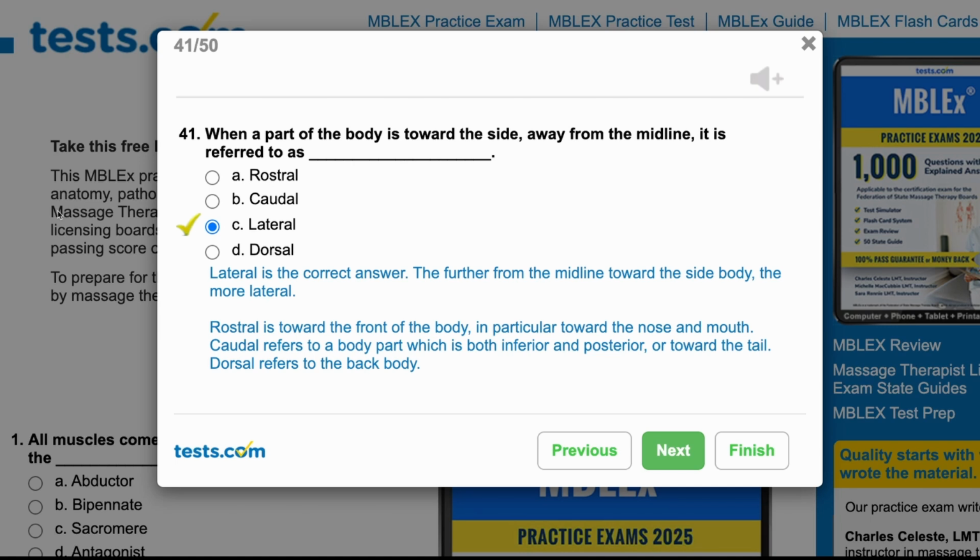Rostral is toward the front of the body, in particular toward the nose and mouth. Caudal refers to a body part which is both inferior and posterior, or toward the tail. Dorsal refers to the back body.